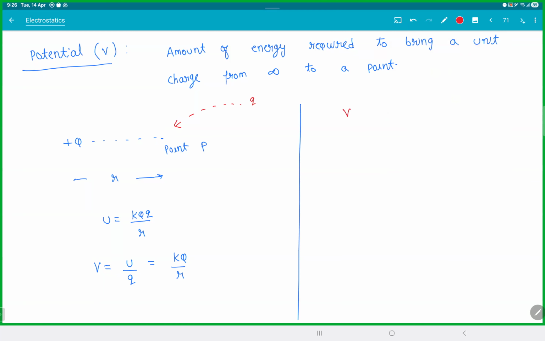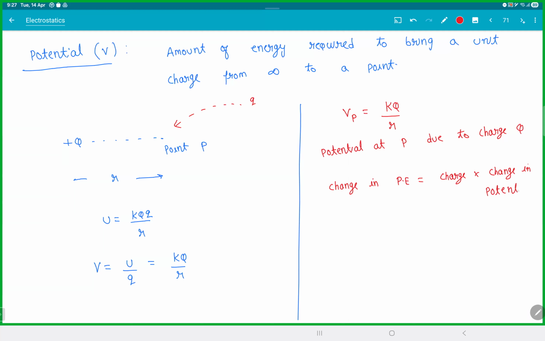So if you give a charge, and it is a scalar quantity, so potential at a point is given by k q by r. So this is the potential at point P due to charge capital Q. So what is change in potential energy? Change in potential energy will be charge into change in potential. Same thing, you're just writing the word change. So delta U will be Q into delta V.